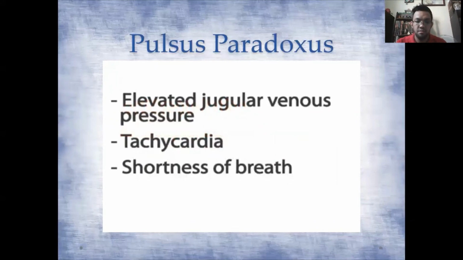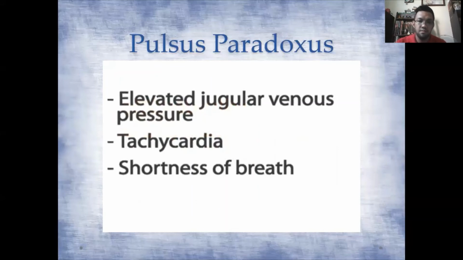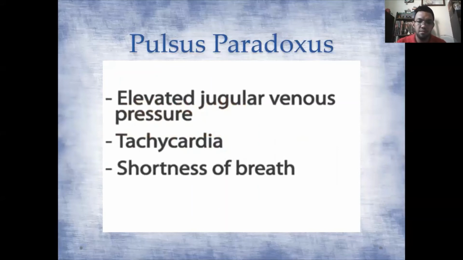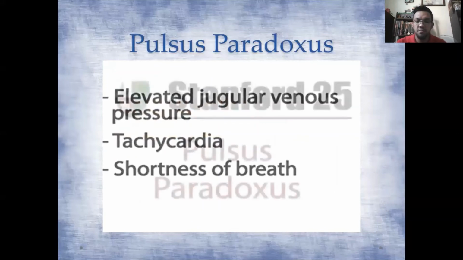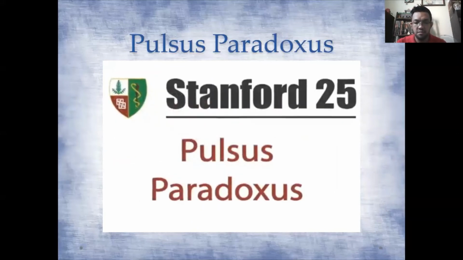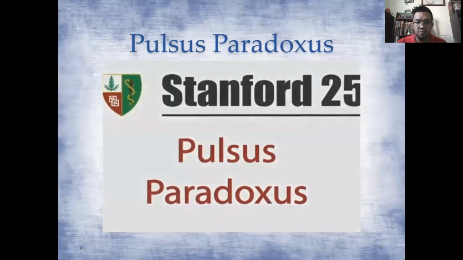In addition to other findings such as an elevated jugular venous pressure, tachycardia, and shortness of breath, pulsus paradoxus can serve to be a valuable tool in the evaluation of a patient with suspected cardiac tamponade. This has been the Stanford 25 video on pulsus paradoxus. Thanks for watching.